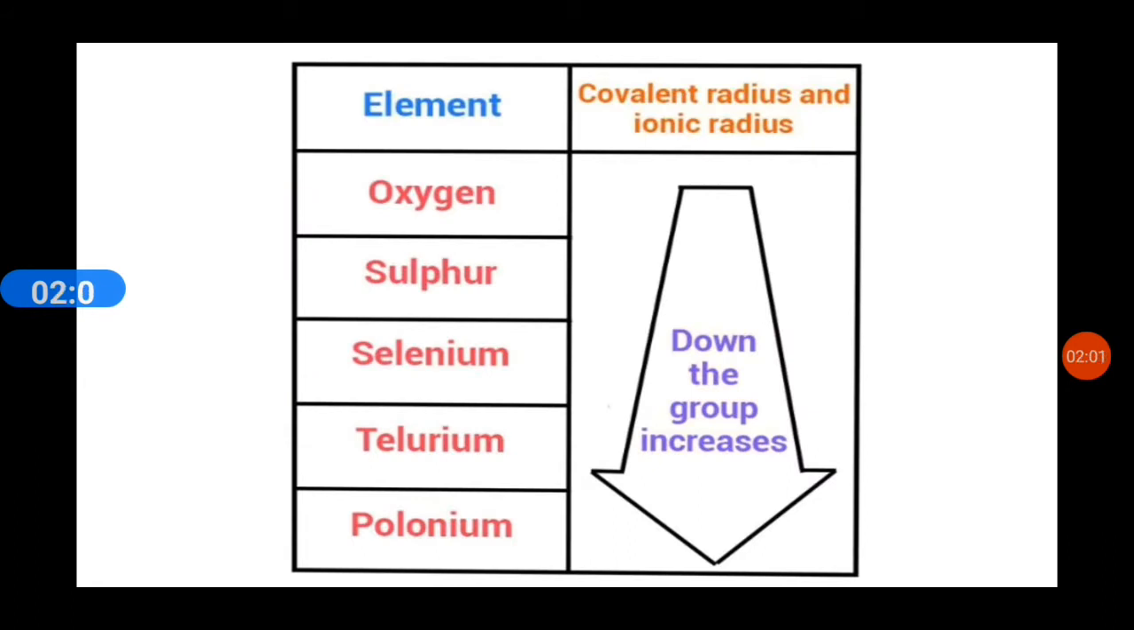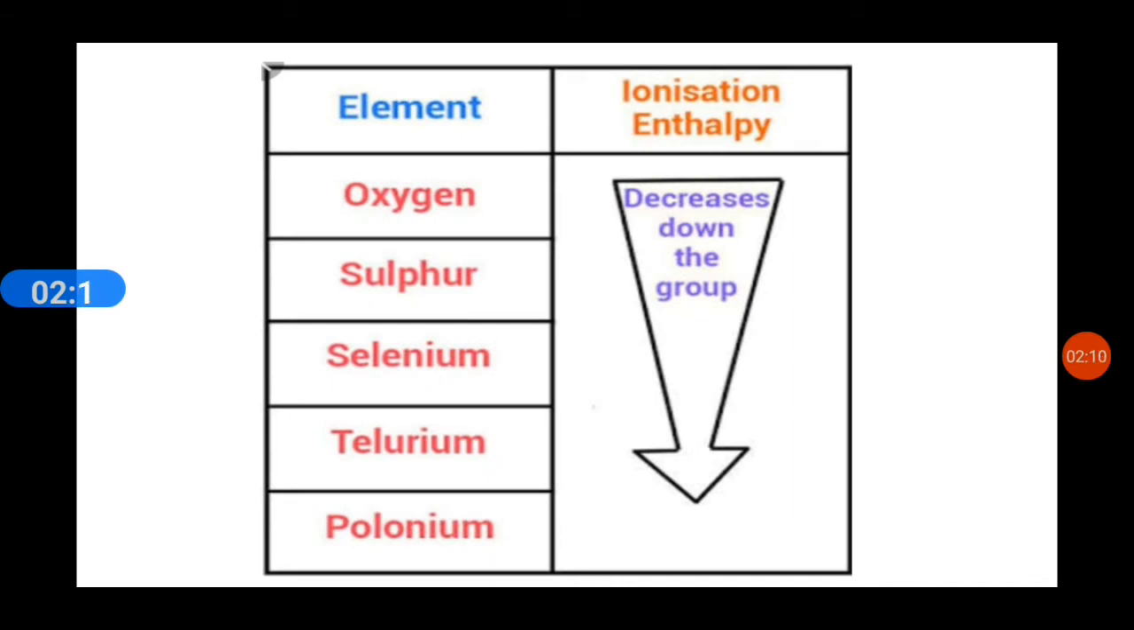Covalent radius and ionic radius increase down the group due to increase in number of shells. Ionization enthalpy decreases down the group. It is due to increase in size.